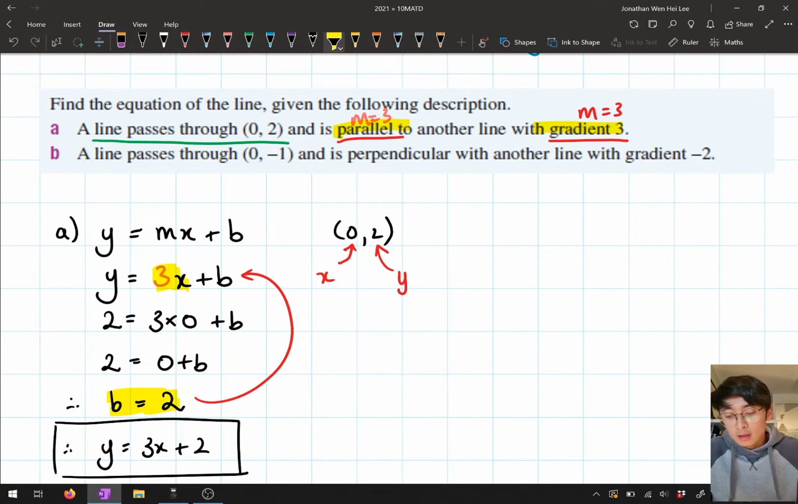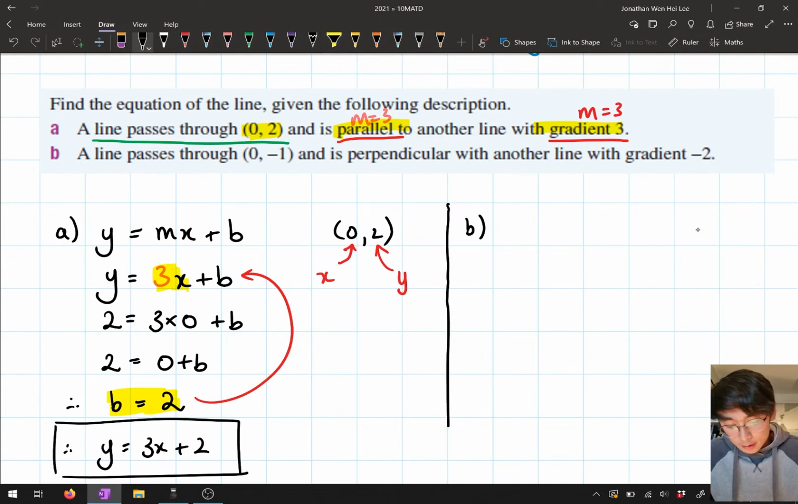Then we also look at the point or coordinate that we get given in the question. Then we replace the x and y values with those in the coordinate, and then we solve for b. And that gives me a b value of 2, and we just put it back into my gradient intercept form. Okay, let's have a go at the next one.